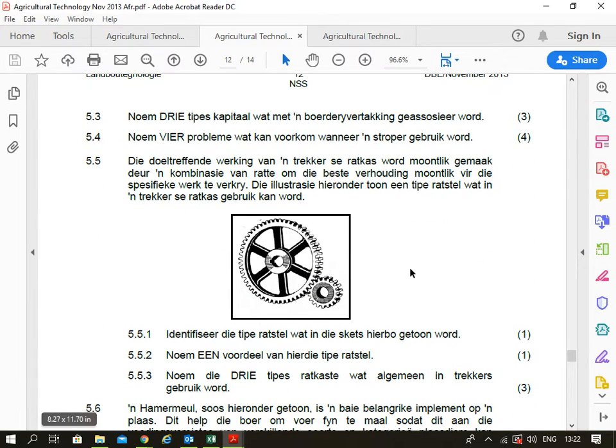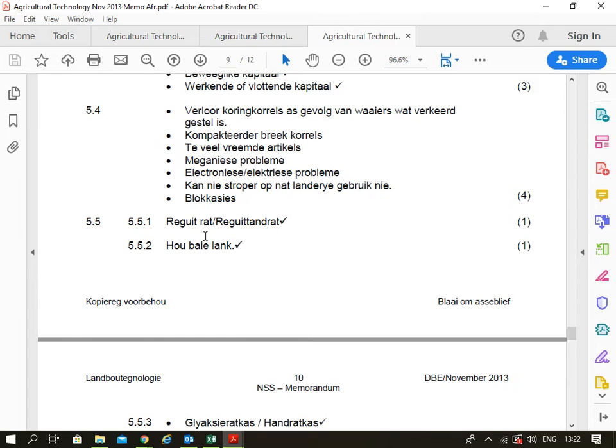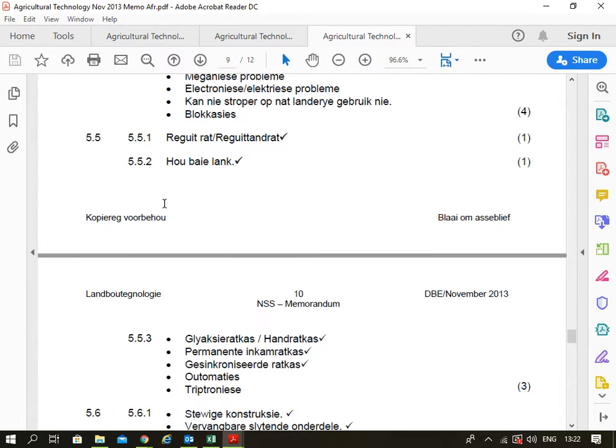What type of gear set is this? Straight gear set. It's basically our straight gear. You did this in grade 9 in technology. Nathaniel remembers quite well.